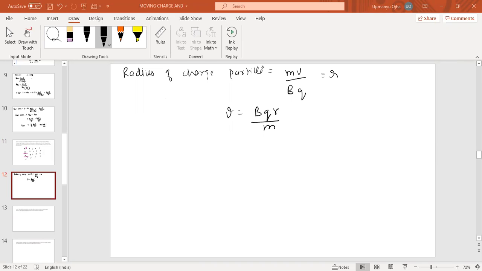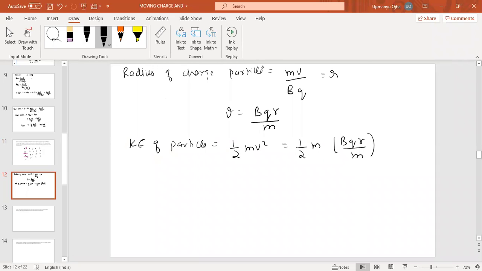Okay. Now, what is the kinetic energy of the particle? The kinetic energy of the particle is half mv square. So can we write this as half m into v value, which is bqr by m whole square? So it should be half m into b square q square r square by m square. So kinetic energy will come as b square q square r square by 2m. So this is the kinetic energy of the particle.